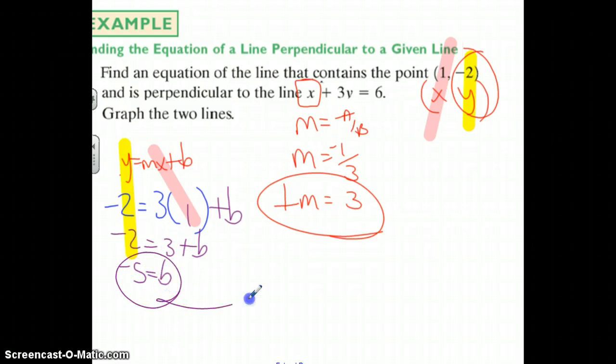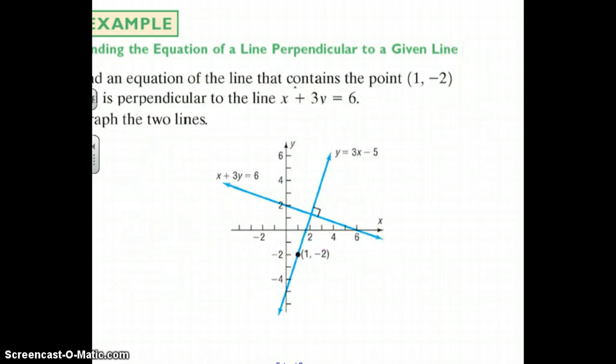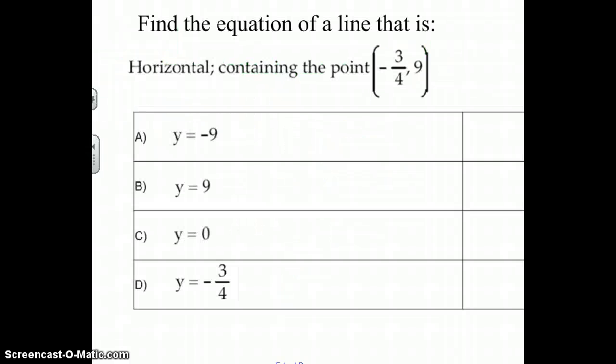And now I have everything I need to write the equation of a line. Y is equal to 3x minus 5. That line is perpendicular to the given line. They have opposite reciprocal slopes. So you can run through some scenarios of multiple choice here. See if you can come up with the answer.